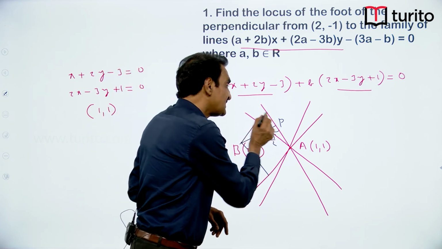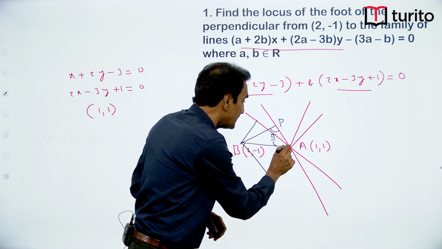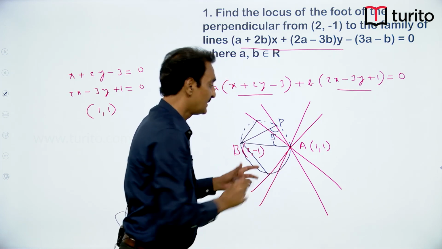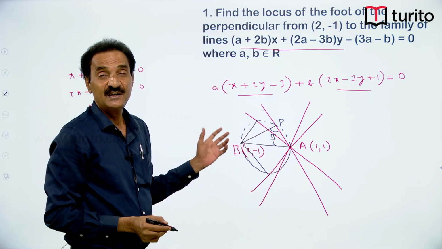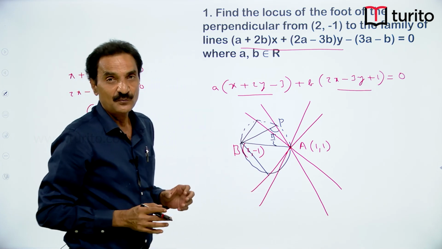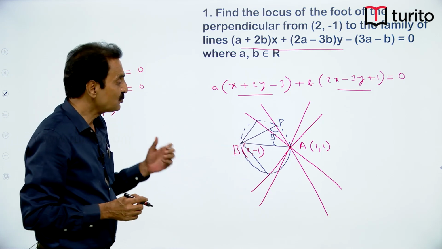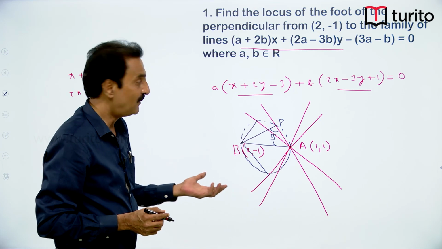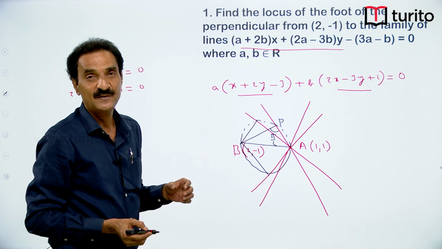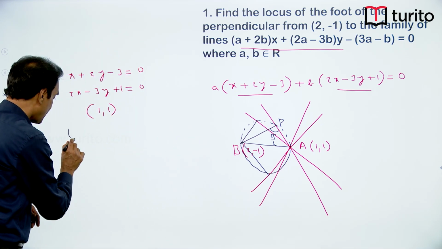Then what is the locus of P? P moves on the circle with AB as diameter. The locus of P will be the circle with AB as diameter. So, indirectly we are asked to find the equation of the circle with AB as diameter. So, how to find it? We have discussed the diameter form: (x - x1)(x - x2) + (y - y1)(y - y2) = 0. So, what will be the equation of the circle?